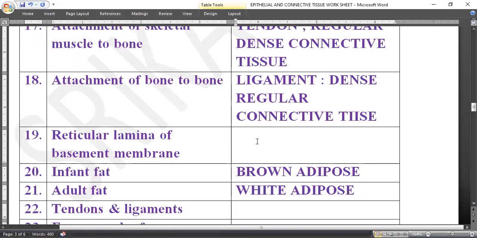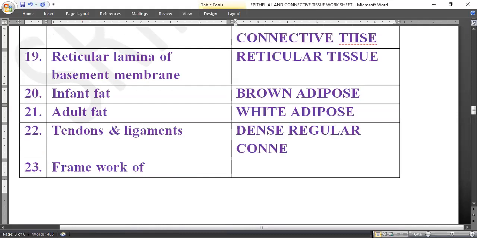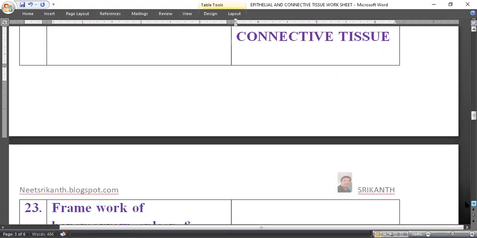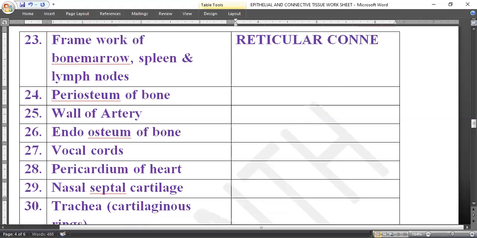Reticular lamina of basement membrane: reticular connective tissue. Then tendons and ligaments: both belong to dense regular connective tissue. Okay, next one. Framework of bone marrow, spleen, and lymph nodes: reticular connective tissue, or reticular tissue, no matter.